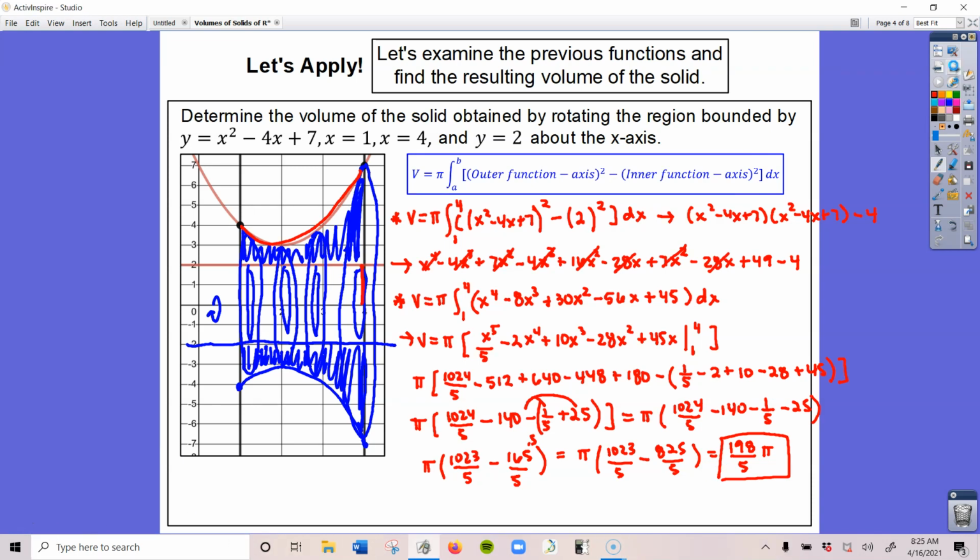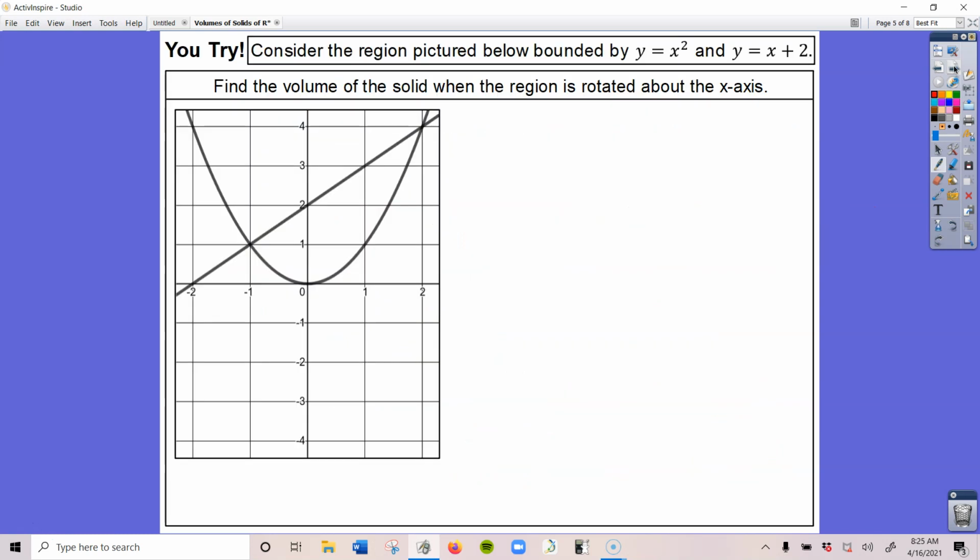Now let's look at another more complicated example. Here we want to find the volume of the solid when the region is rotated about the x-axis, and it is bounded by y is equal to x squared and y is equal to x plus 2. So this is our solid here, because it's bounded by just these two graphs. So it's this part that is solid. And we are going to rotate it about the x-axis.